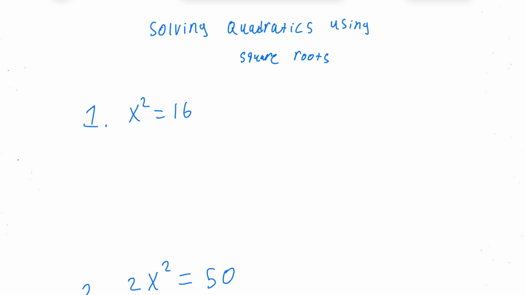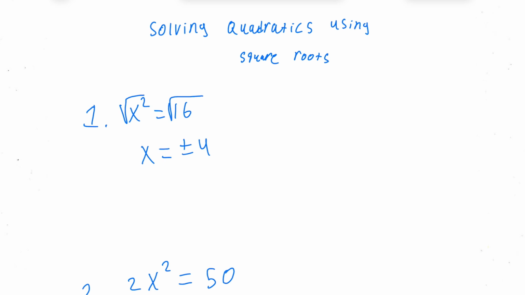The way that we want to get x on its own is simply by taking the square root of both sides. So we take the square root here and the square root here. The square root of x squared is going to be x, and the square root of 16 is 4. But the one little tricky part here is that it's actually going to be plus or minus 4.